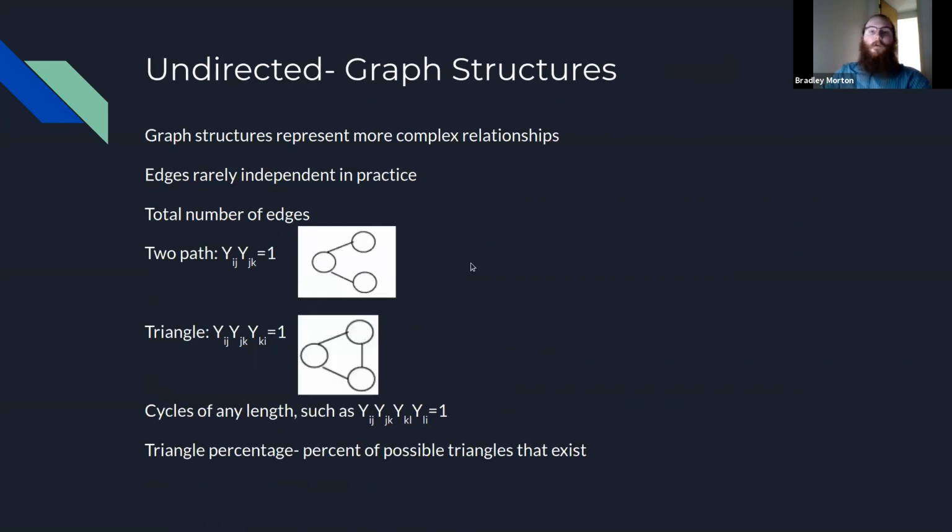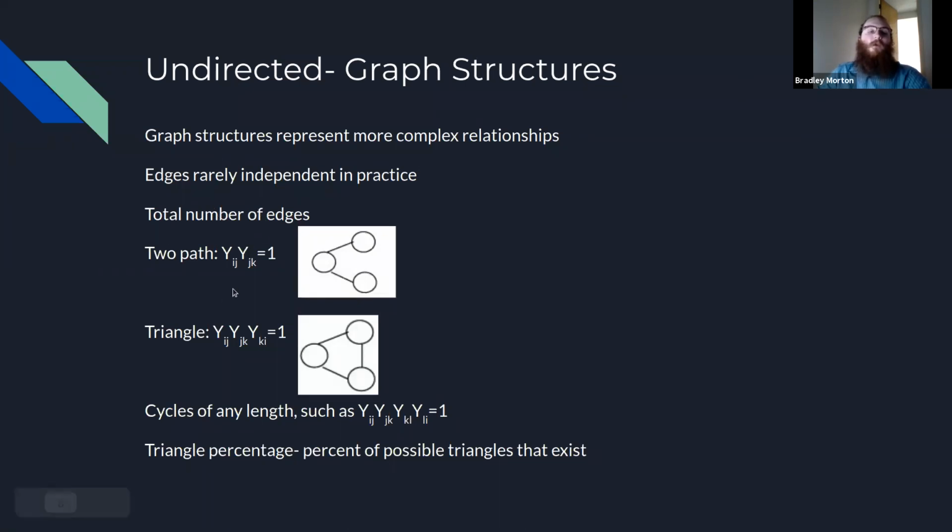Now that we're here, we'll talk about various graph structures, and we'll start with undirected graphs. While it's possible to treat every edge as independent of the rest, that ends up not being realistic a lot of the time. And also, a lot of the time, we're interested in understanding the edge dependencies. We want to know what structures are likely to occur and likely to form. And so this represents more complex relationships. We can start with the total number of edges, which is just the edge density parameter from before.